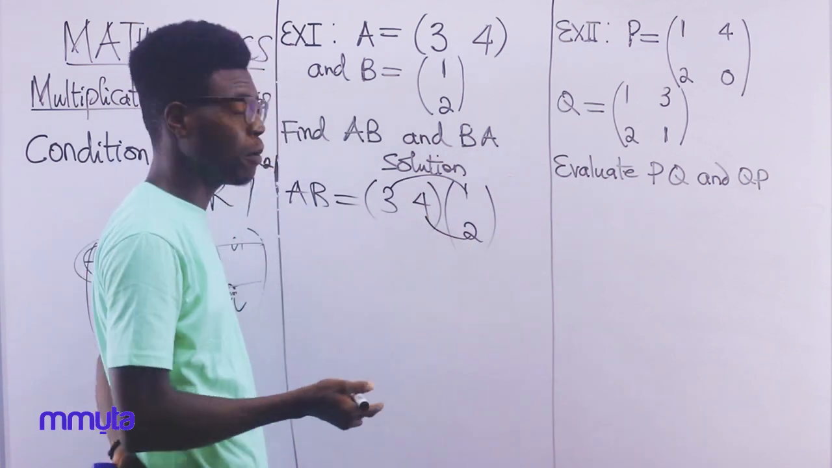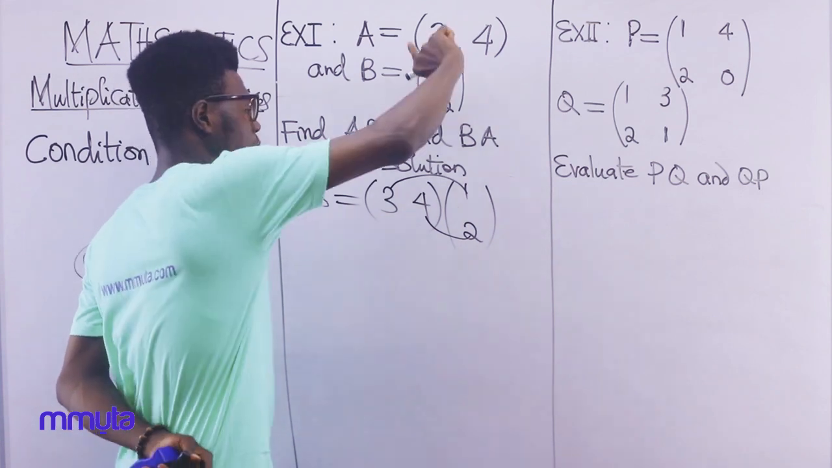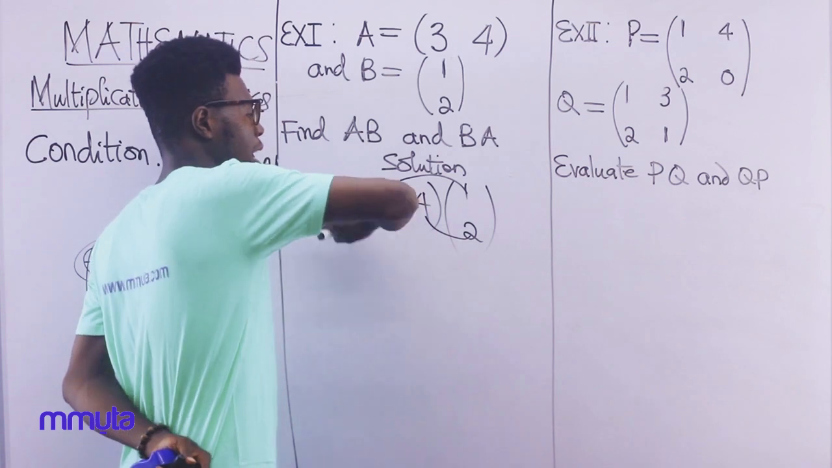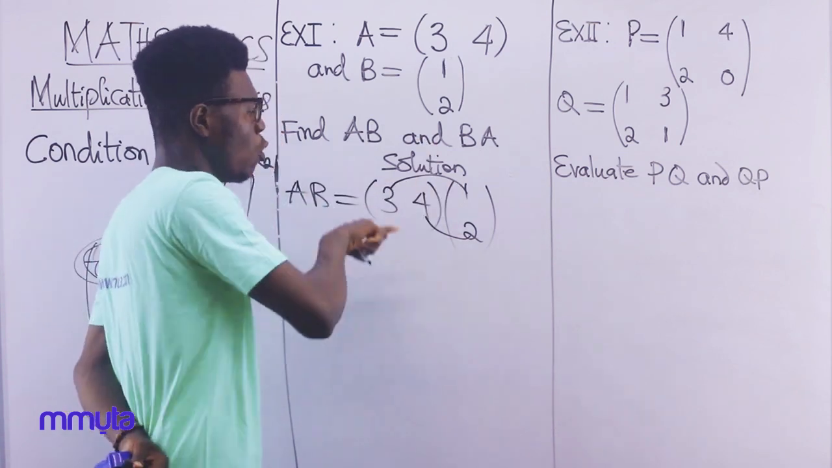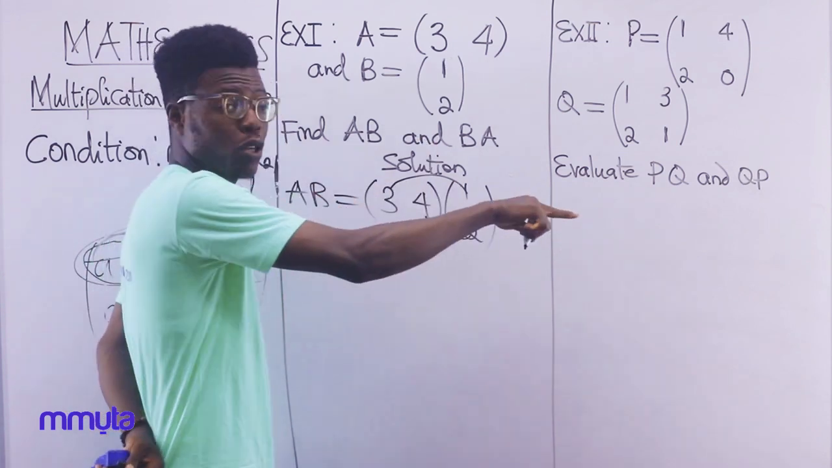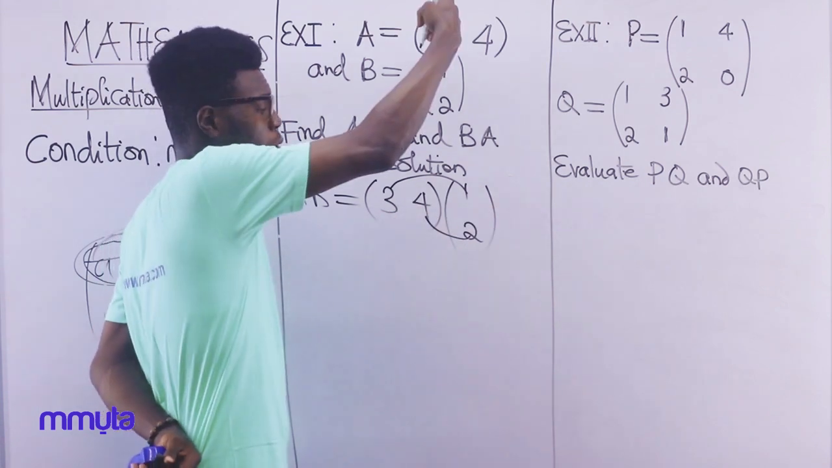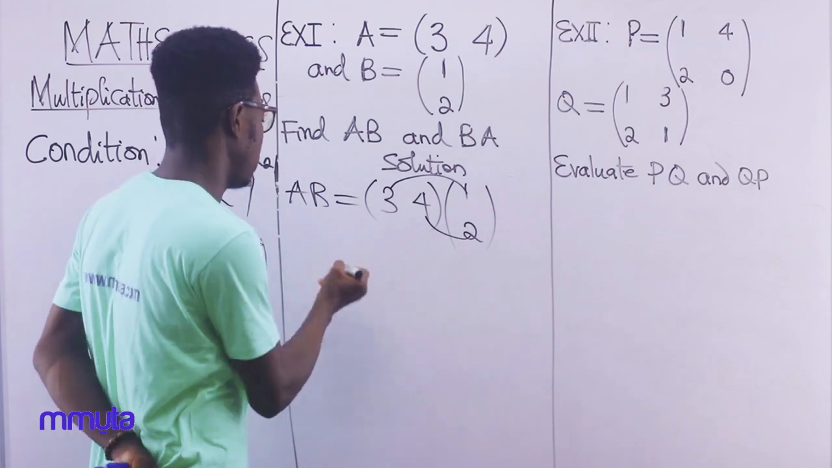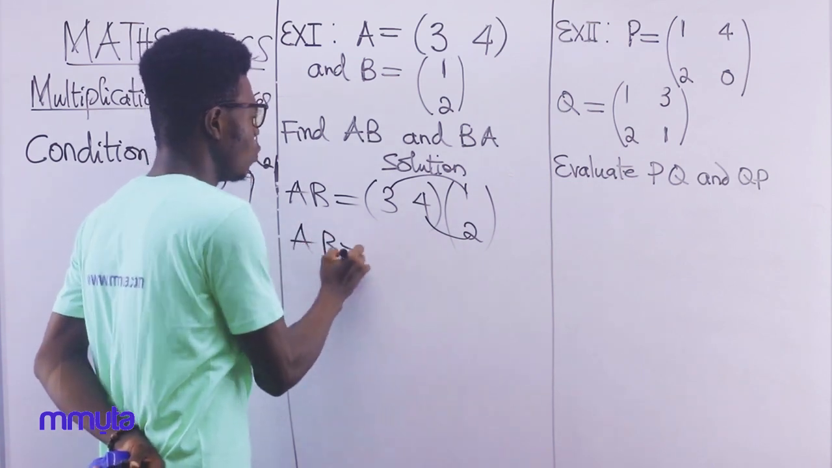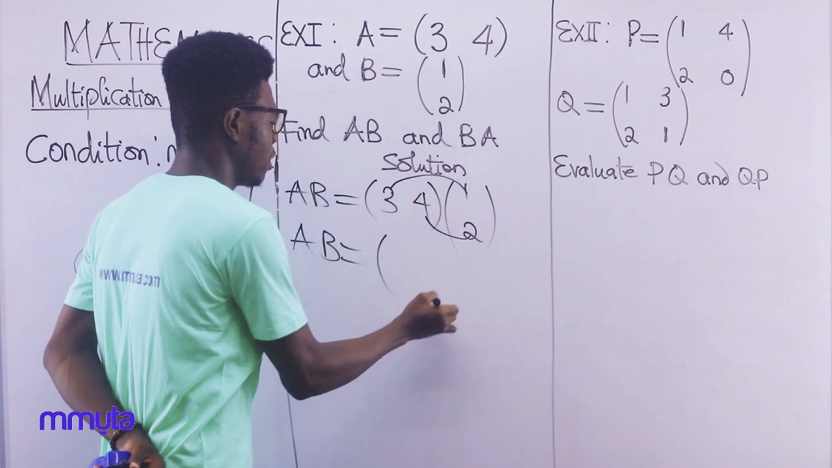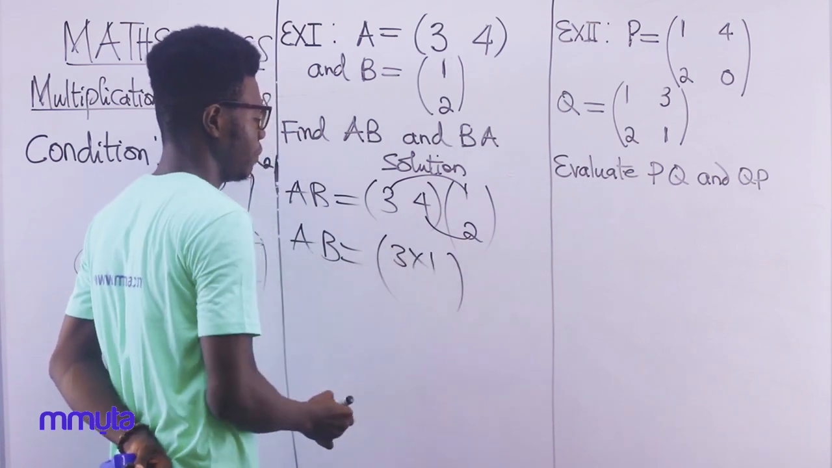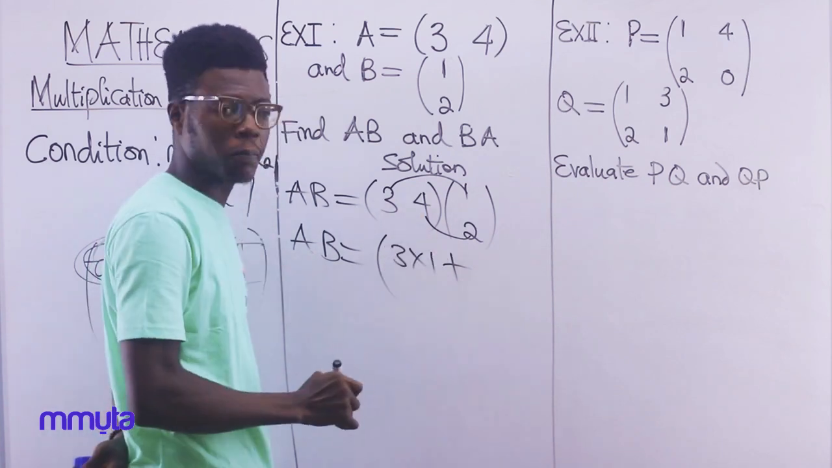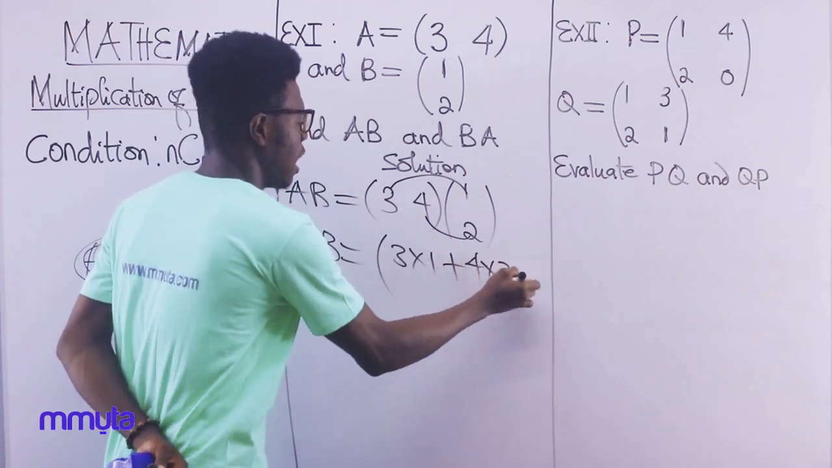First of all, they are conformable because the column here and the row here are conformable, and it is going this way. Once you count the elements that is horizontal in the first one, and it is equal to the number of elements in the vertical of the second one, then you can multiply them. So we now have our AB to be 3 will multiply 1. So we have 3 times 1. Okay, so now we have plus. 4 is going to multiply 2. So we have 4 times 2.